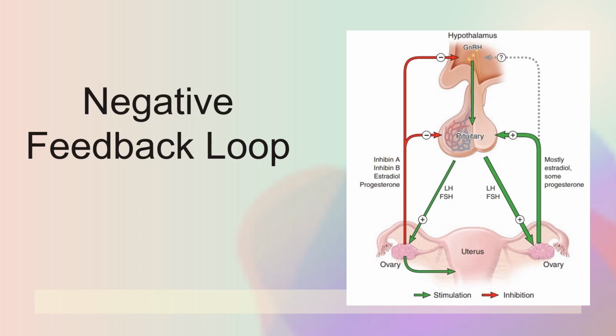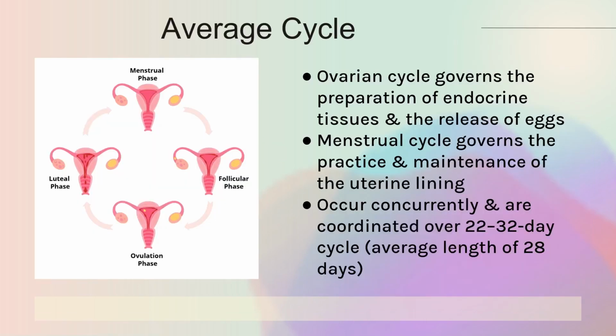Over the next few slides, we will go a little further into the negative feedback loop. This is a very important concept to understand in the HPO axis. An average menstrual cycle is typically considered to be around 28 days in length, although average can vary from person to person. The menstrual cycle is counted from the first day of one's menstrual period to the day before the start of the next period. However, it is important to note that menstrual cycle lengths can range from 28 to 35 days and still be considered within the normal range.